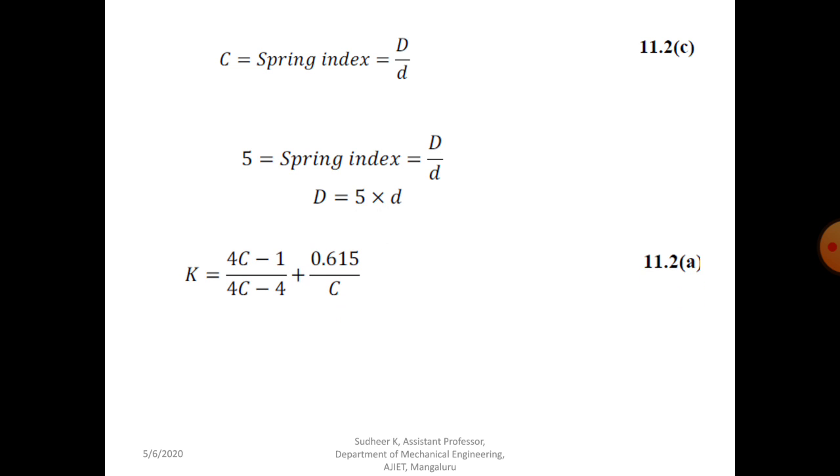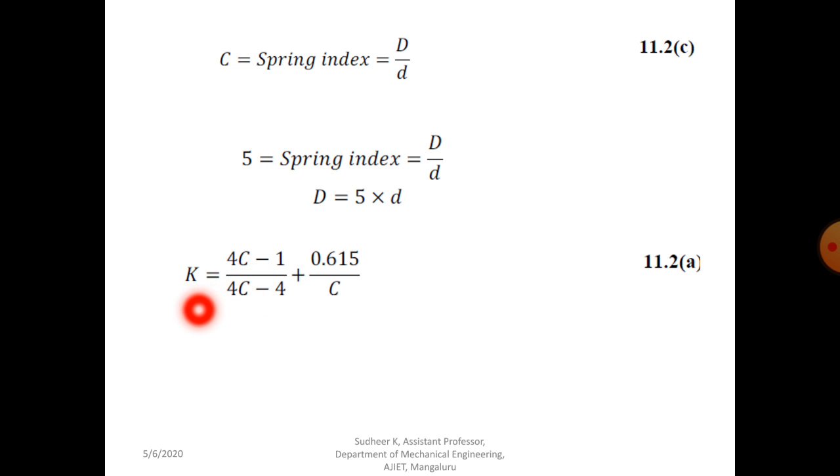Now before that we need to find one factor, that is the wall stress factor. In order to account for the effect of curvature, we have to consider the wall stress correction factor. We have already discussed the importance of this factor. The equation for this factor is in your data book, equation number 11.2a on page number 169. So you can find this equation for the wall stress factor. So K you have to find out.